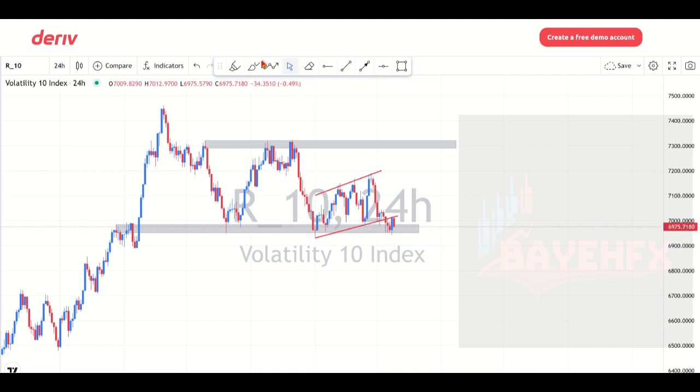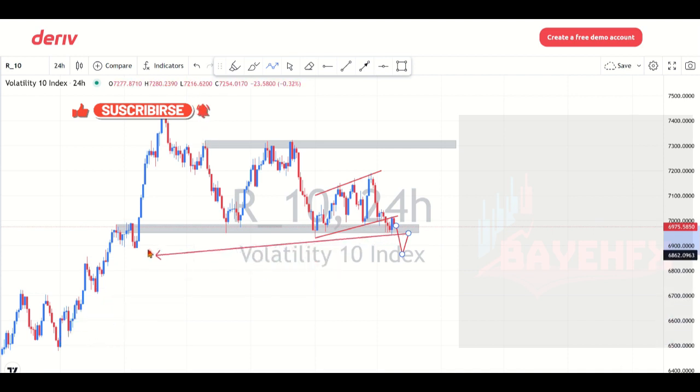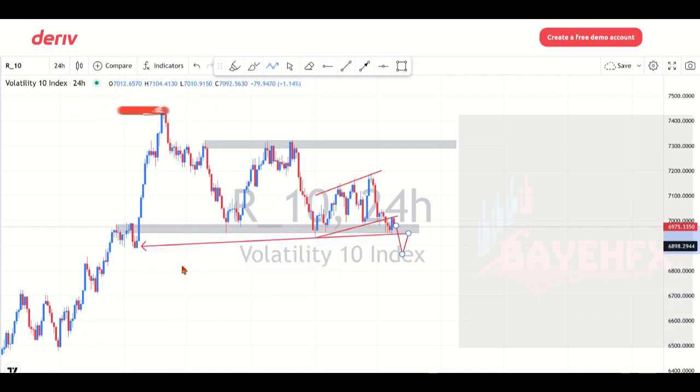So ideally, we're going to be seeing the market breaking out, and then we continue selling. We have some other blocks here that need to be filled up. This especially needs to be filled up. So we're going to be seeing the market going back down.